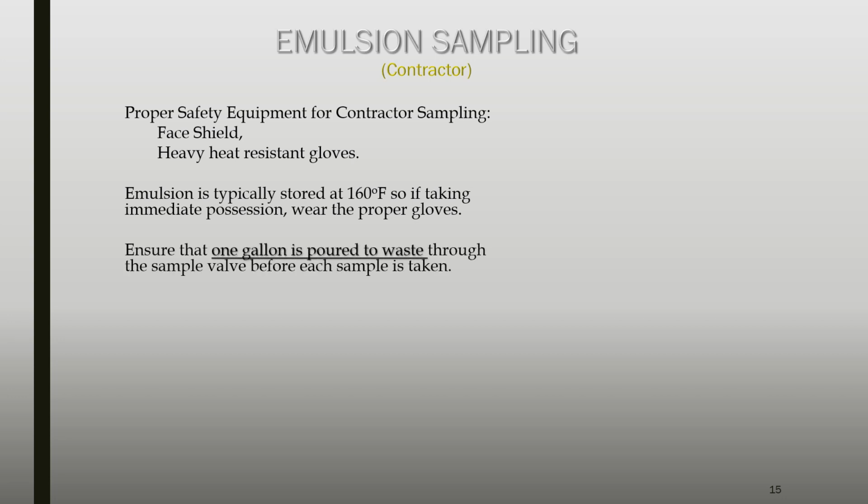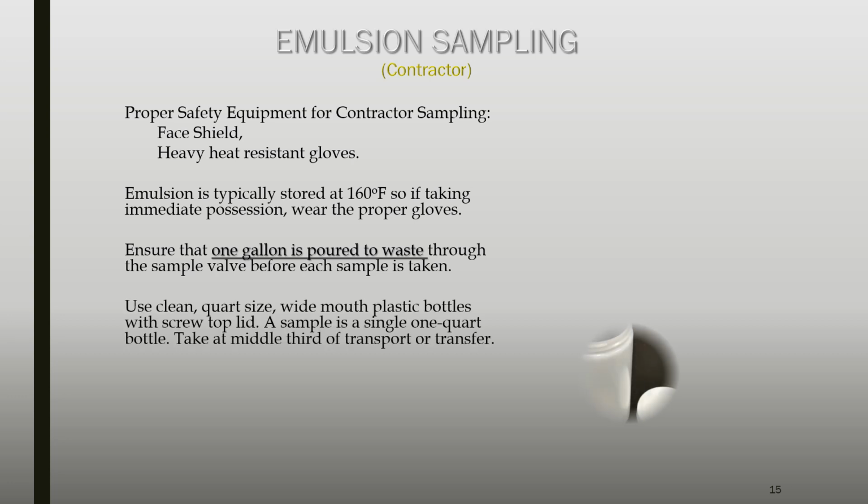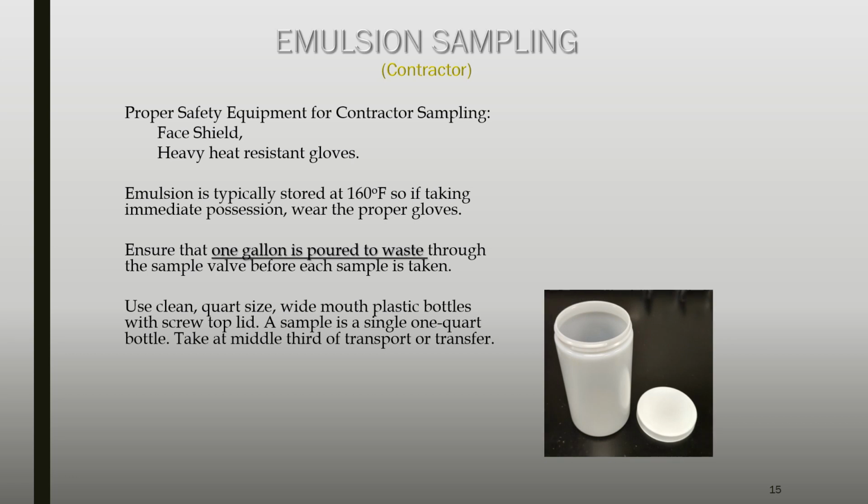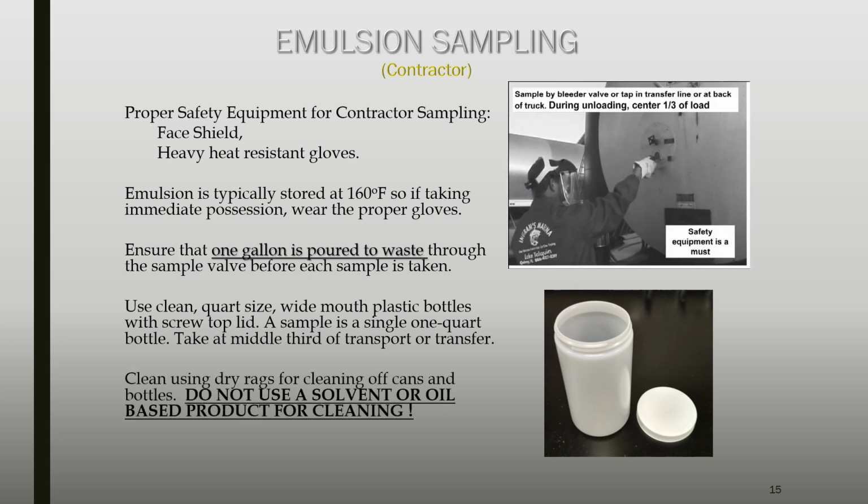Again, ensure that 1 gallon is poured to waste through the sample valve before each sample is taken. Use clean, quart-size, wide-mouth plastic bottles with screw-top lids. A sample is a single 1-quart bottle. Take at the middle third of the loaded transport. Only use dry rags for cleaning off cans and bottles. Do not use a solvent or oil-based product for cleaning.